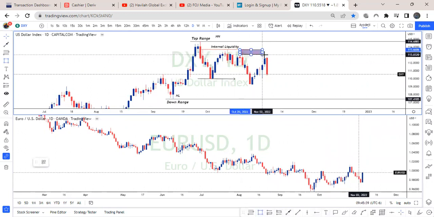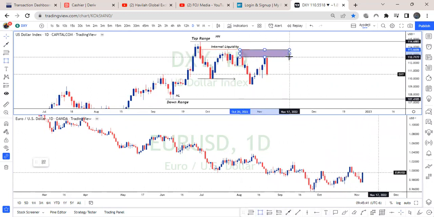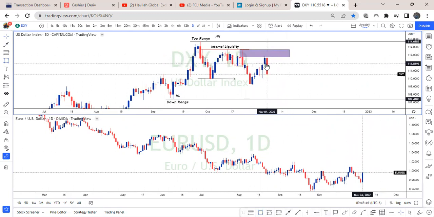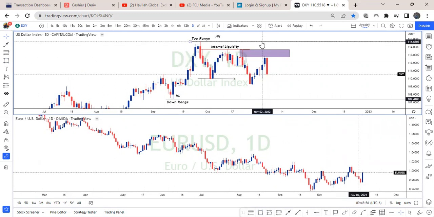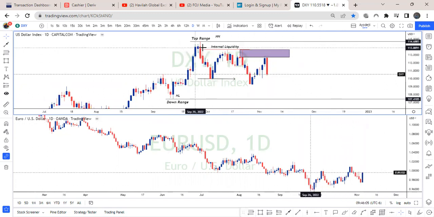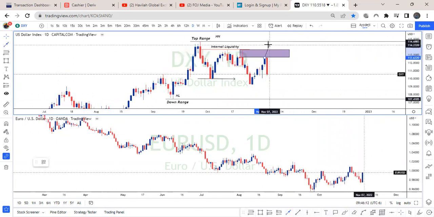Price went back to test this candle. Very, very amazing place, this candle. When price came back to test this candle, price didn't give us a sweep here. Hold on, please. Price didn't take out this external liquidity. So price didn't give us a move like this.